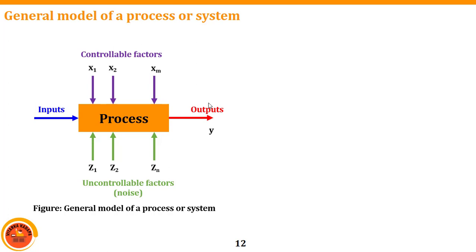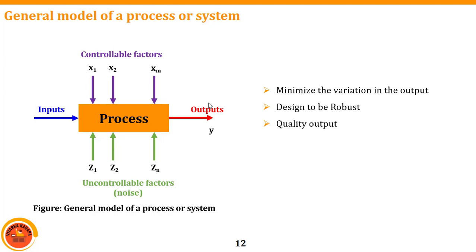Input will be there, we will get some outputs, and before that we will have some controllable factors and uncontrollable factors. Uncontrollable means some kind of noise factors, disturbing factors. Here our objective is to minimize the variation in the output, and for whatever process we talk about, the design with its control factors should be robust and should give a quality output.